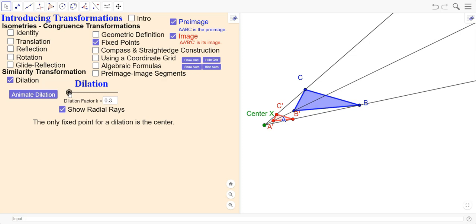If the factor is smaller, say 0.3 here, you will notice that if the factor is between 0 and 1, you get a smaller figure, and this time the image is between the center and the preimage.